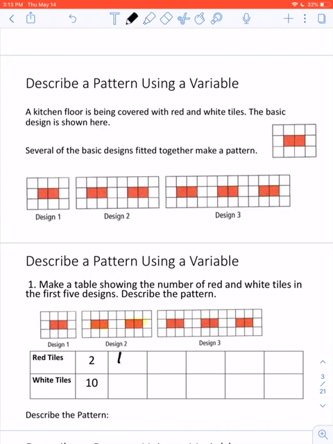So I'm going to fill that in, 4 red tiles. And then you can go ahead and count the white ones. So we have 1, 2, 3, 4, 5, 6, 7, 8, 9, 10. And then there's 10 in this one. 1, 2, 3, 4, 5, 6, 7, 8, 9, 10. All right. So already my brain's going, is there a pattern there?